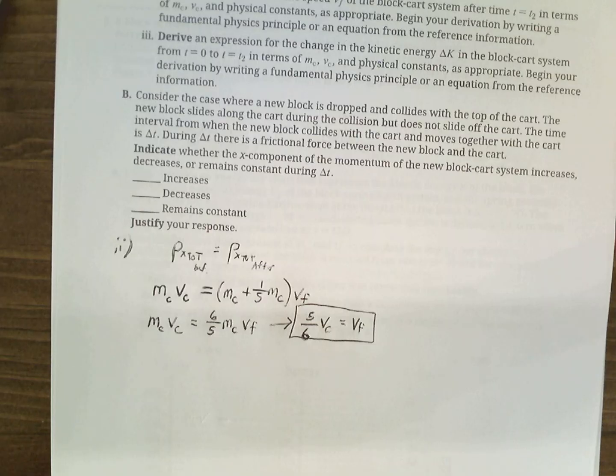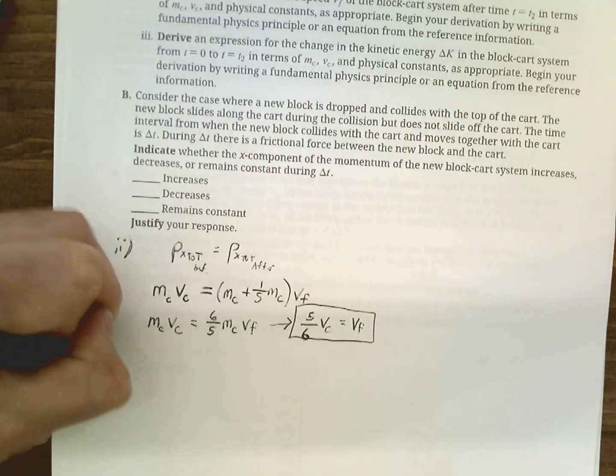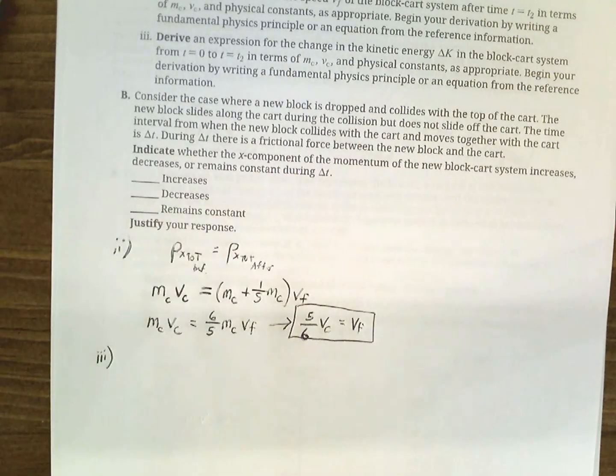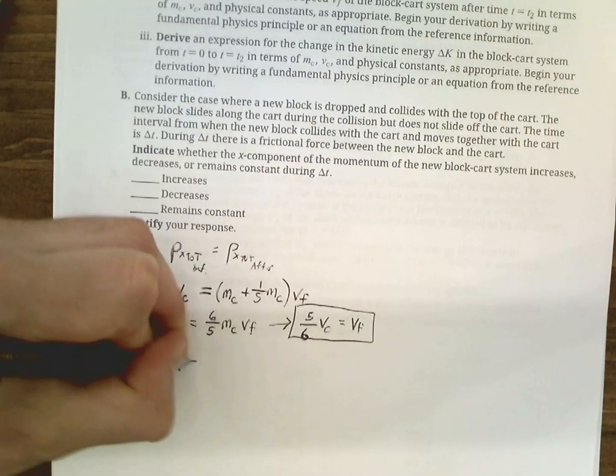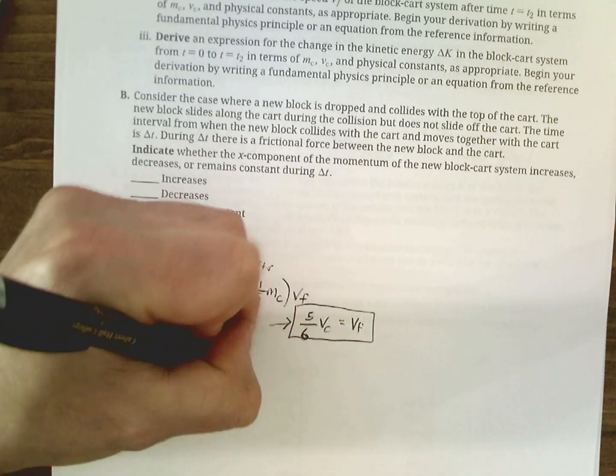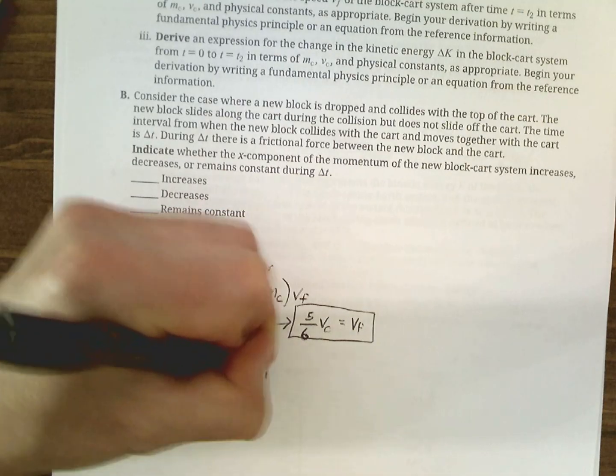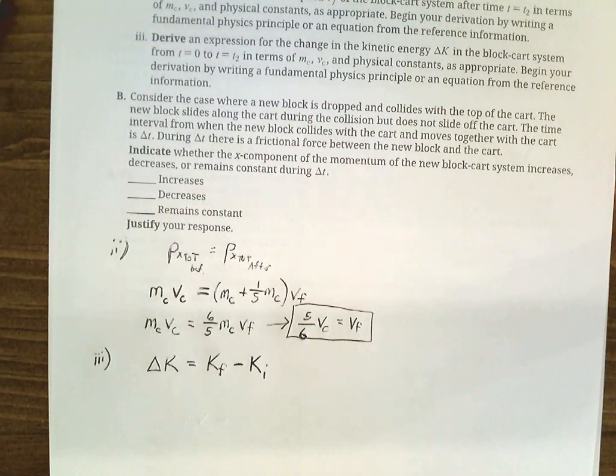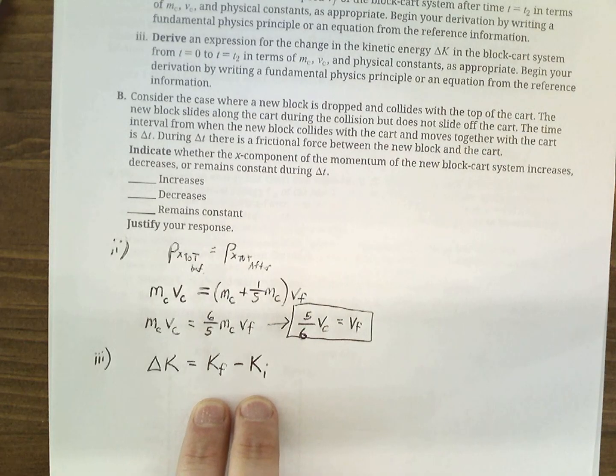In part 3, it wants us to derive an expression for the change in kinetic energy of the block-cart system from 0 to T2 in terms of the same variables as before. We're going to begin our derivation with a fundamental physics principle or an equation from the reference sheet. So here we're looking at the change in kinetic energy, delta K, which is the final kinetic energy of the system minus the original kinetic energy of the system. We can substitute in the explicit expressions for kinetic energy.